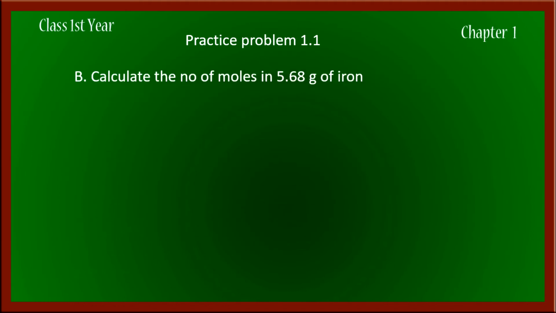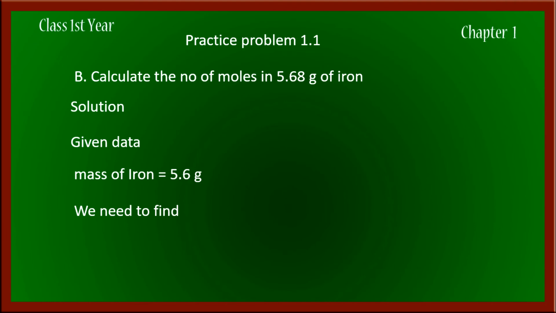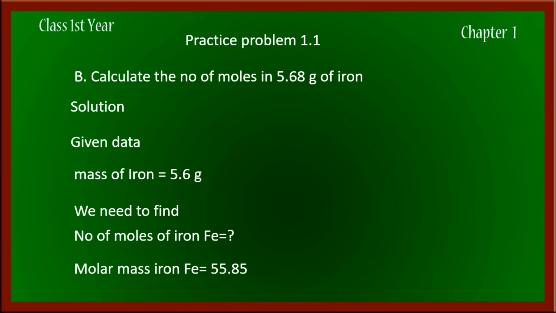Now there is a B part in this question, which says calculate the number of moles in 5.68 gram of iron. We are going to solve this practice problem as well. First of all, we will extract the data from the question. We are given the mass of iron, which is 5.6 gram. Now what we need to find is the number of moles of iron.